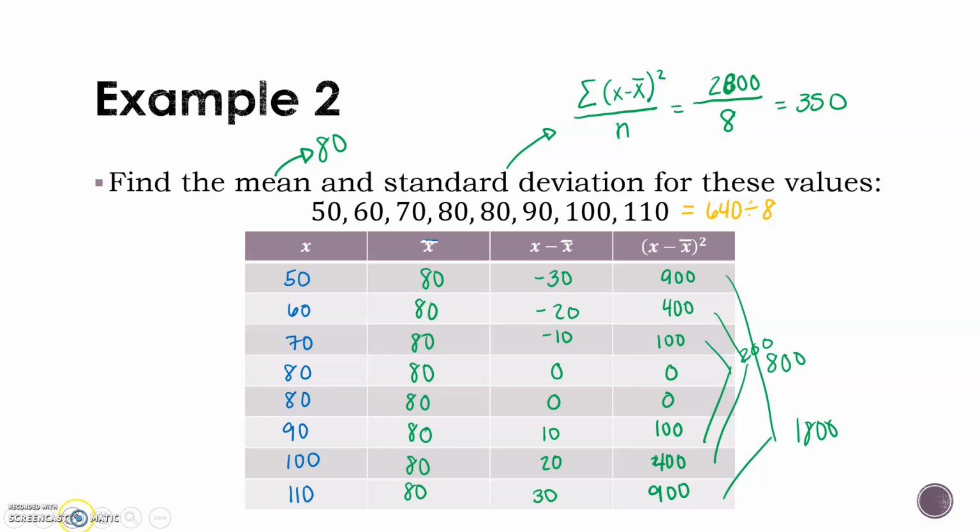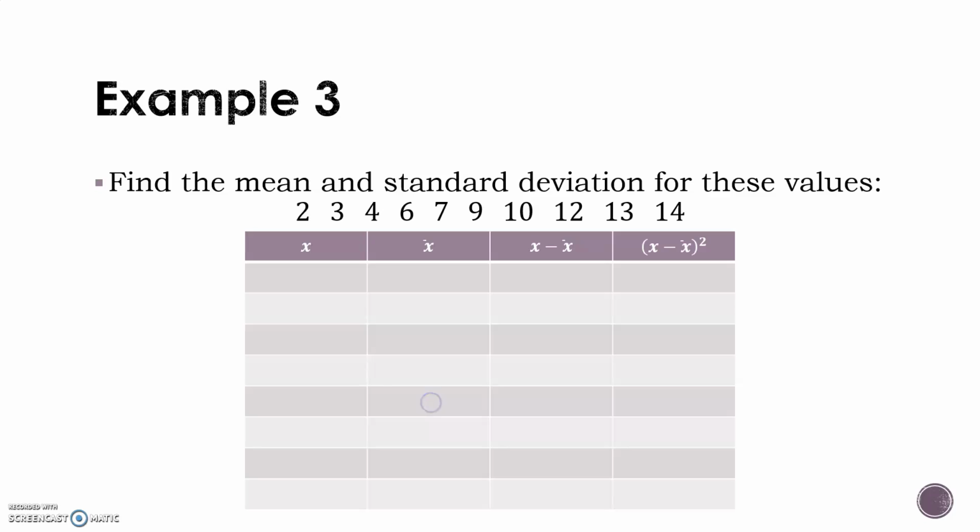Our final step is to say, okay, to get the standard deviation, sigma equals the square root of this number. I have to take the square root of it. And when I take the square root of 350, I get 18.71. We'll round to 2 decimal places. That's a good place. And that's it. So yes, it is a lot of work, but if you organize your work in a table, I think you'll be okay. So let's try one more. You can pause this if you want. I recommend pausing this and trying it on your own.